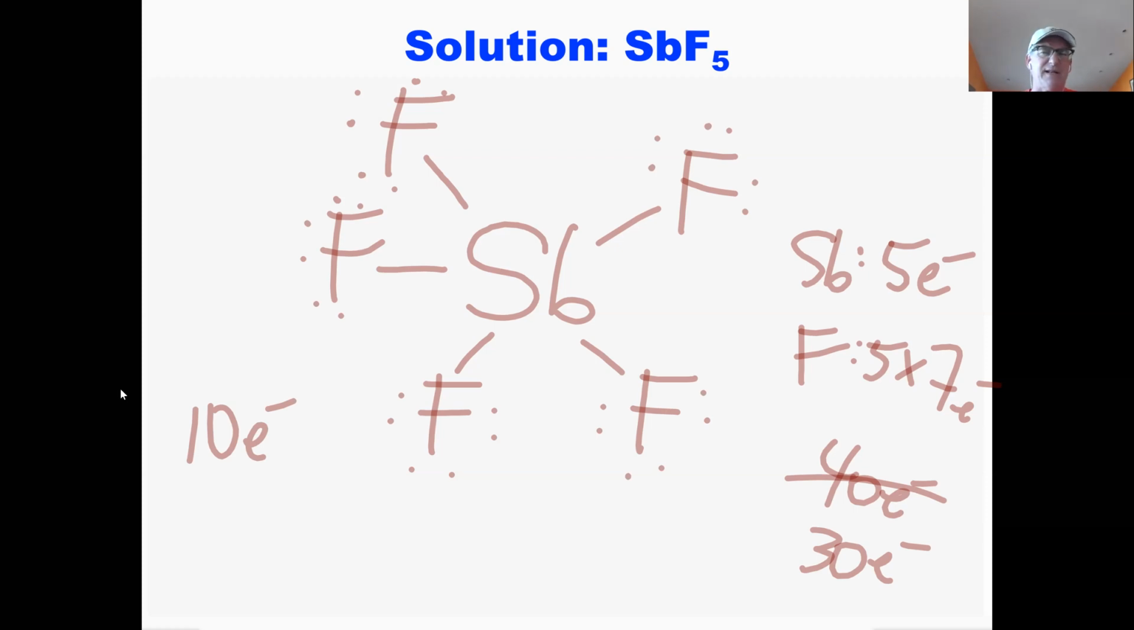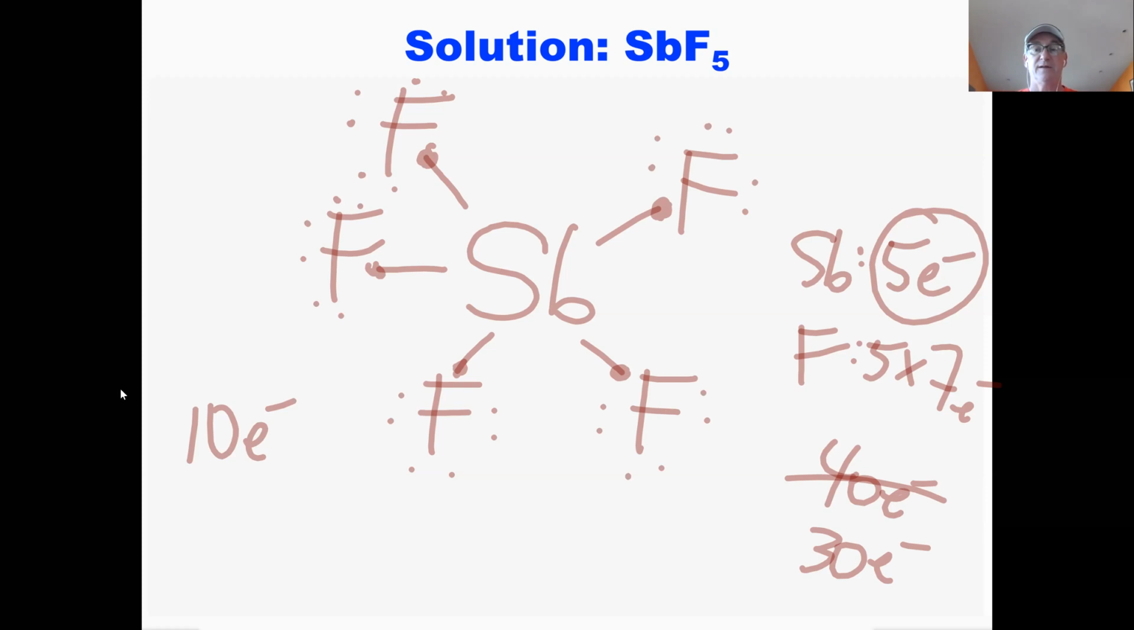How many valence electrons does it have in this particular model? 5. And it usually has 5. So there's no charge on antimony. There's no charge in any of the fluorines. They all have 7 valence electrons. They have the 3 lone pairs for 6, and they each get to keep 1 electron from that bond for a total of 7. So they have 7 valence electrons. Antimony has 5 valence electrons.